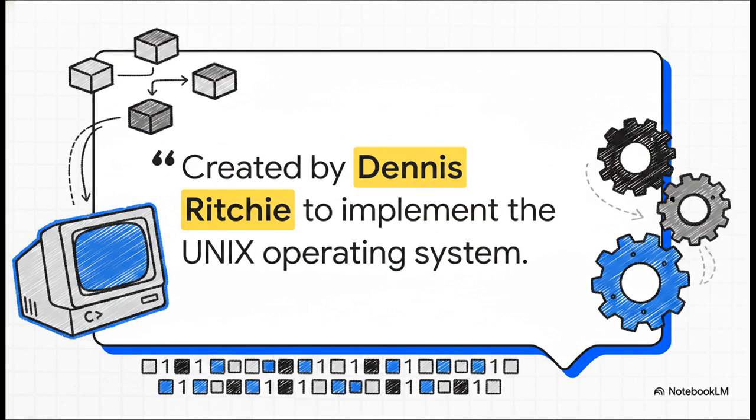Created by Dennis Ritchie way back in 1972 at Bell Labs, originally to implement the Unix operating system, by the way, its procedural, step-by-step approach heavily influenced modern heavyweights. We're talking Java, C++, Python. Even after 50 years, it remains the absolute foundation of modern software.